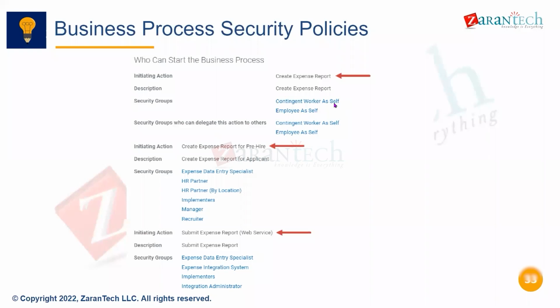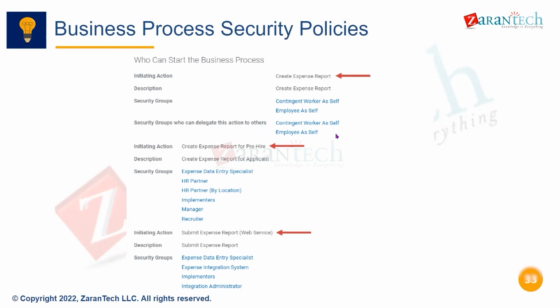For employee and for contingent worker, it is completely two different security groups, because in certain scenarios an employee will be treated very differently than a contingent worker, because a contingent worker will not have many benefits applicable in any organization, depending on their contract. So wherever a contingent worker is applicable for any of these tasks, we need to define the security group even for the contingent worker. And the security group who can delegate this action to others.